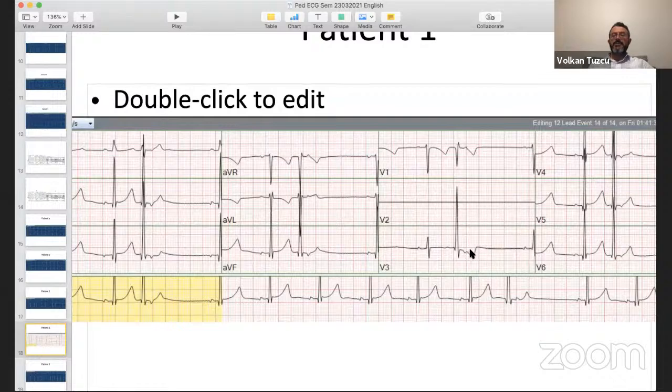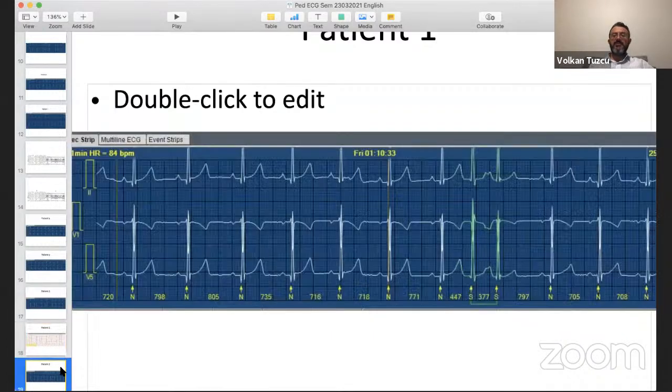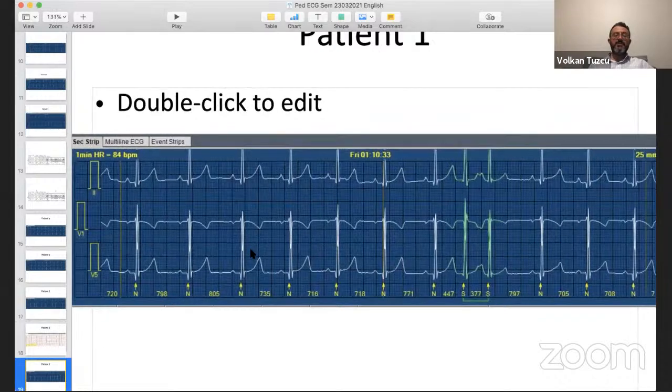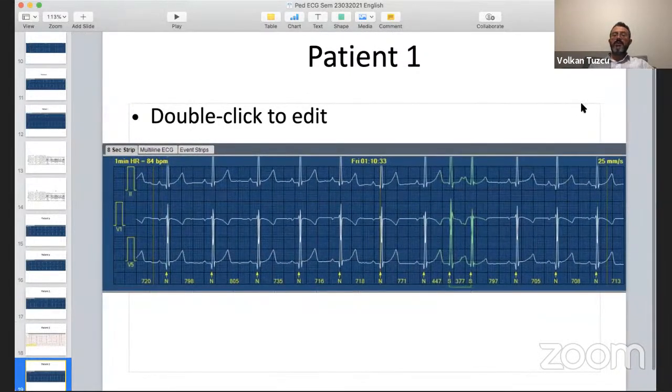Look at the precordial leads. It's so much different, right? So then it cannot be PJC, right? Therefore, it's a PVC, most likely a fascicular type of PVC, but it is a PVC. So sometimes you need a 12 lead to be able to say.